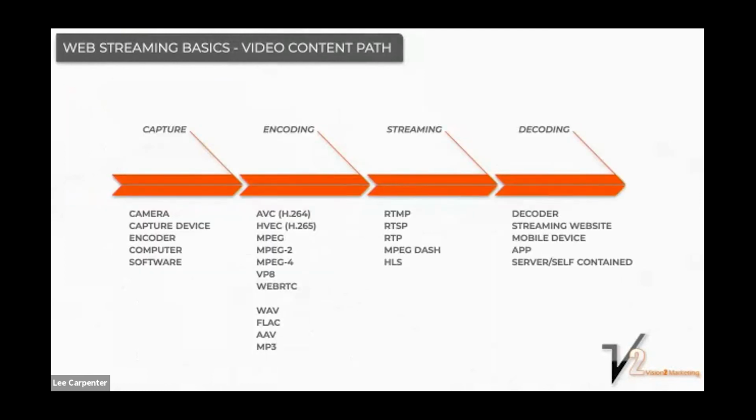And this is just a signal path showing how things go through the capture and decoding process. So when you capture things, again, you're using a camera, a capture device, an encoder, software, and then it's taking that content and coding it into one of these various formats for the video and the audio, and then it's packaging that information and sending it through the stream as an RTMP, RTSP, or whatever method that you're using. And then on the other side, you're decoding that information, and you can do it through a variety of different ways: a hardware decoder, a website, a mobile device, or a server, or something else like that.